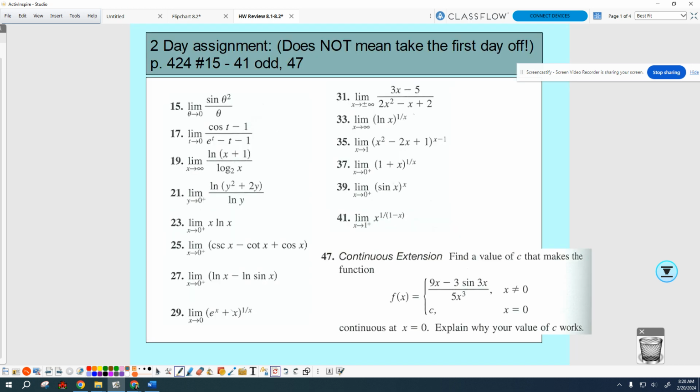Were there any questions from 8.1? Did we do 8.1? This is a 2-day assignment, so any issues, other questions? Because you will have an exit card on these tomorrow.